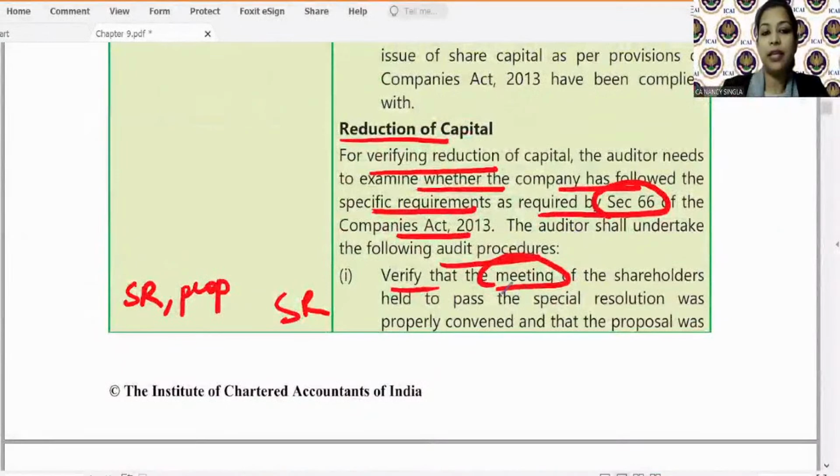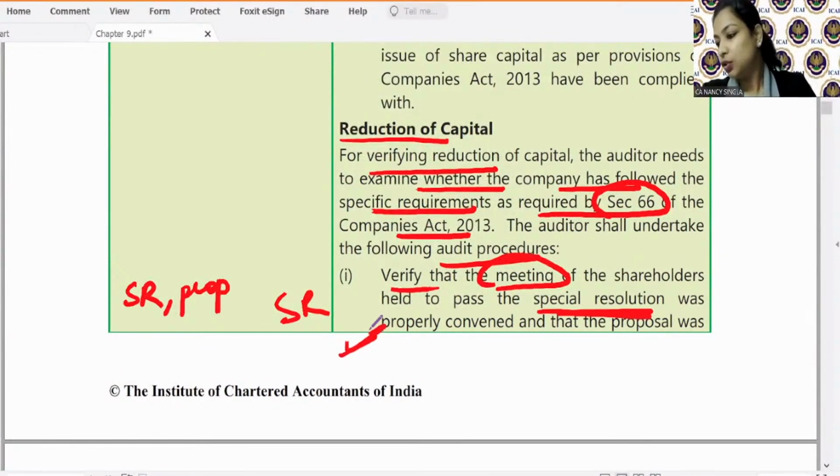Again, verify that a meeting was held to pass the special resolution. So both are required. So for those who have got 6 out of 6, that is very good. Gyanish, that's good.